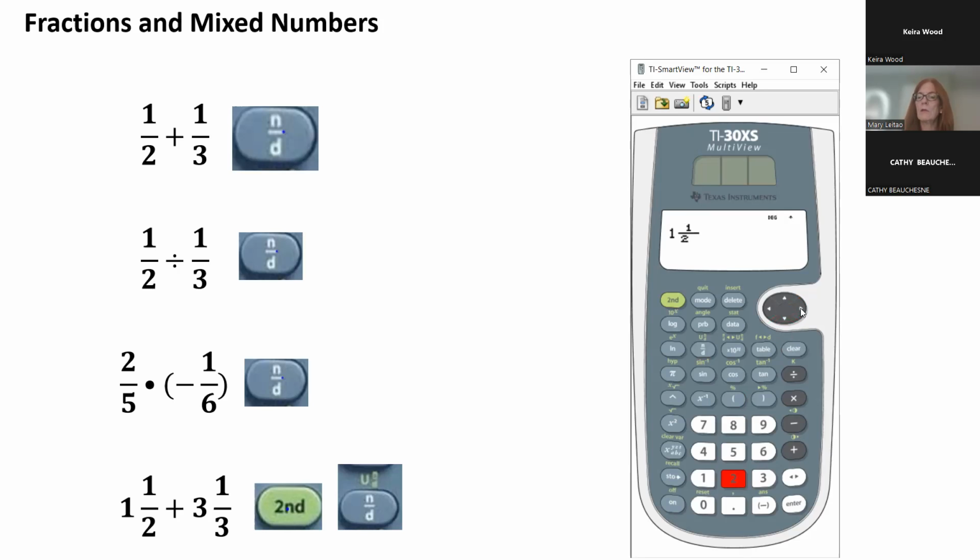Right arrow out of the fraction, plus, and go back to that mixed number button again. 3. And 1/3, enter. We have that improper fraction. We can convert it into a mixed number by hitting the second button and this convert to a mixed number button. It's 4 5/6. Let me clear that.